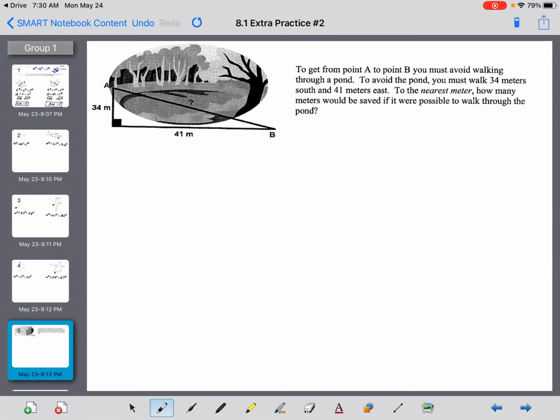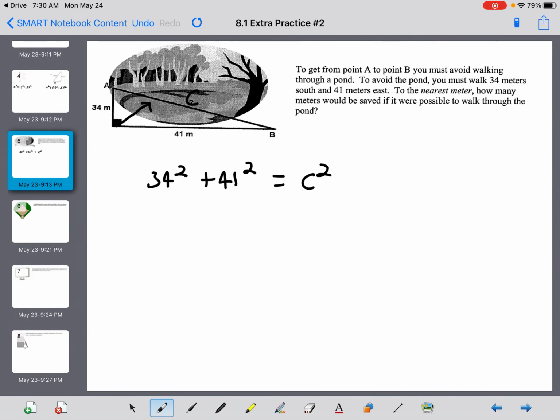All right, to get from point A to point B, you must avoid walking through a pond. To avoid the pond, you must walk 34 meters south and 41 meters east. Okay, so if you notice, across from our 90 degrees is C, so we're missing C. So this is 34 squared plus 41 squared equals C squared, and you're going to solve, okay?